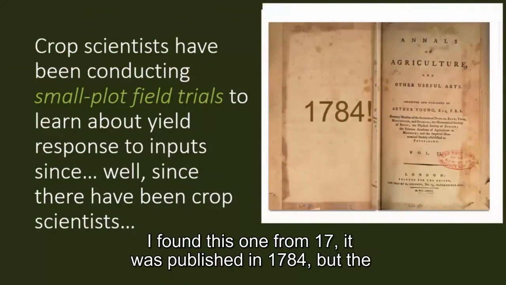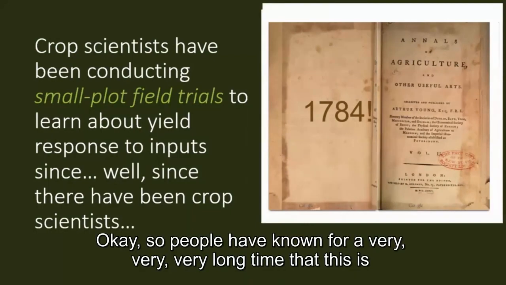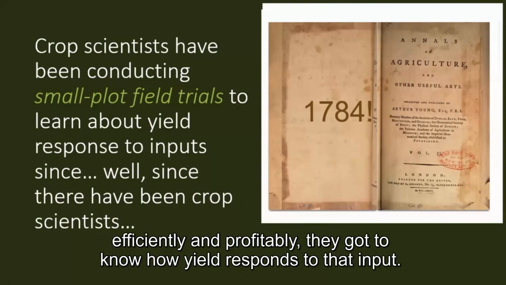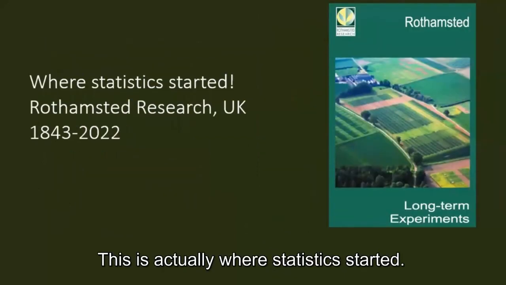I found this one from 17. It was published in 1784, but the work was done in like 1767. So people have known for a very, very, very long time that this is what they need to know if they want to know how to put inputs on efficiently and profitably. They got to know how yield responds to that input. So that's very basic. This is actually where statistics started.